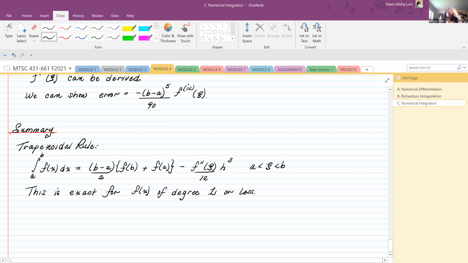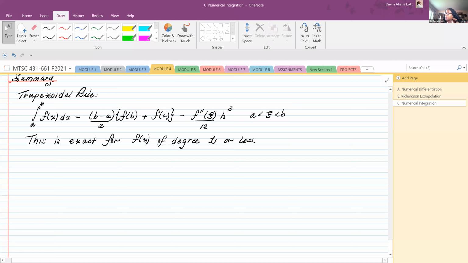And that makes sense. If the f of x is degree 1, that means you just have a slanted line, which is going to give you a perfect trapezoid, and a perfect trapezoid would have no error. So exact for f of x of degree 1 or less.